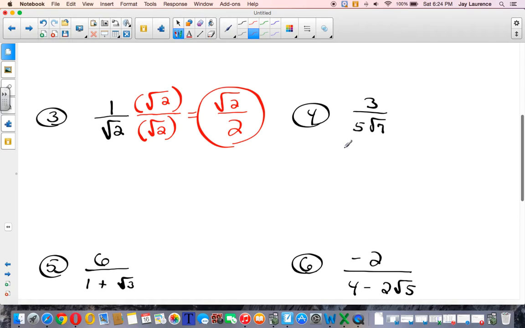All right, now on number 4, I've got 5 rad 7 as the irrational number. I don't have to multiply by the 5 because it's rational. I do have to multiply by the rad 7. So I'm going to multiply by rad 7 over rad 7. Remember, this is only a special form of 1. So my numerator will become 3 rad 7. Now when I do this, I'm going to get 5 times rad 7 times rad 7 is 7. 5 times 7 is 35.